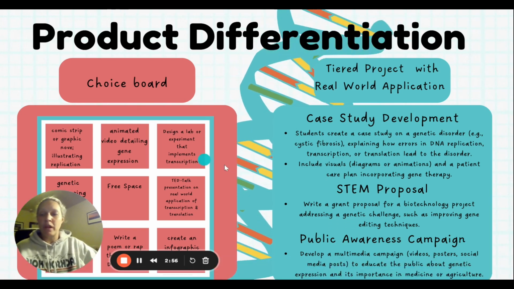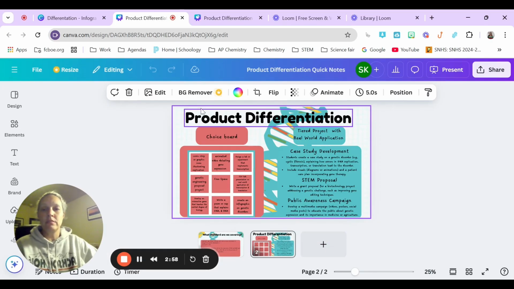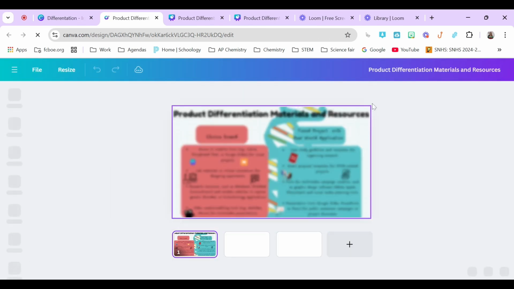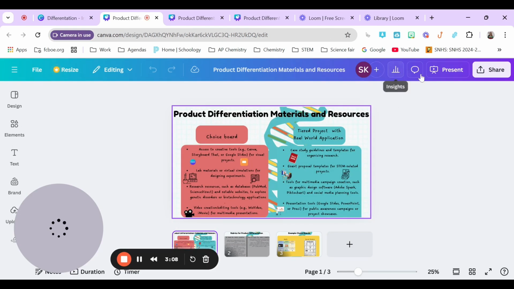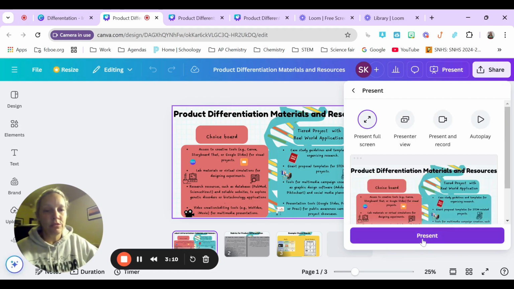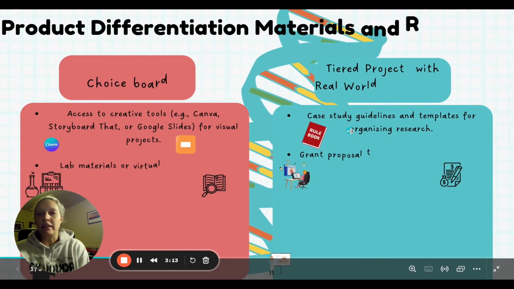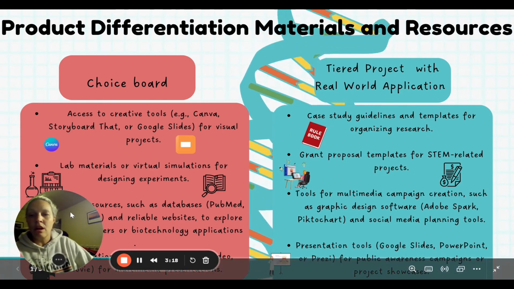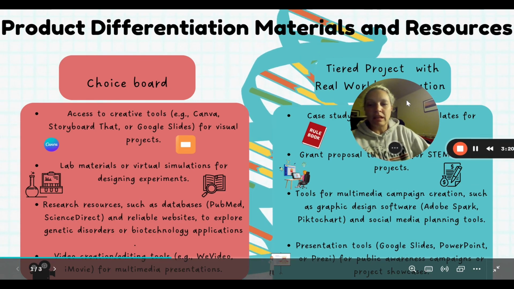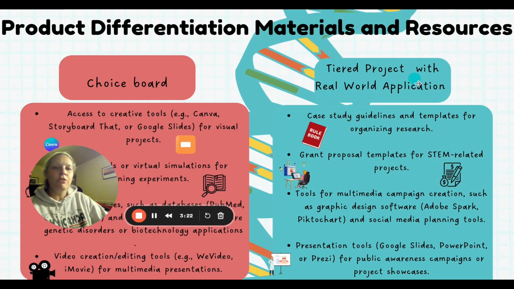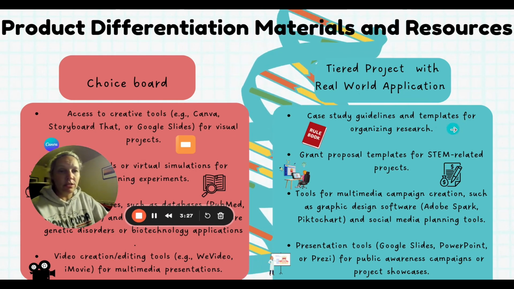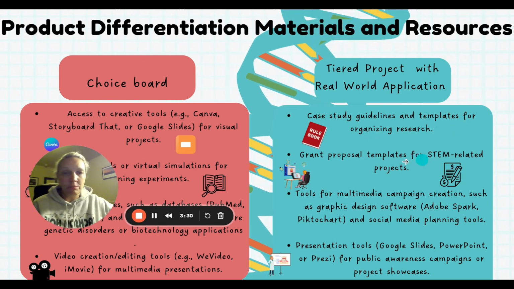And then there are ways to not just differentiate product, but going to the graphic, the materials and resources that the teacher will need. Zooming in here, these include things like access to Canva or Google Slides for the visuals, lab materials, research resources, and some video creating tools. For the tiered project, they're going to need access to some guidelines and some ways to organize their research, maybe a template.